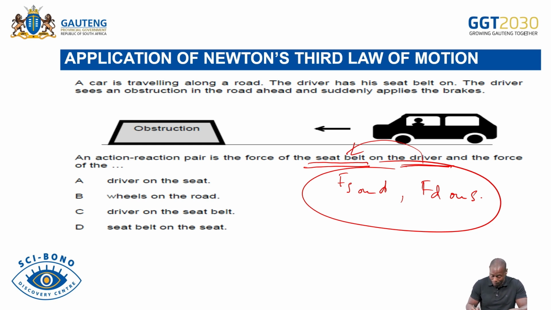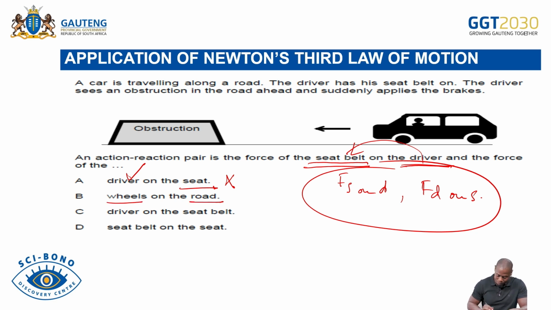It's the seat belt and the driver, no? So it's not the same objects that are used here. So obviously this one is out. This is fine, but it's the seat instead of the seat belt. Okay, so A is out because of that.